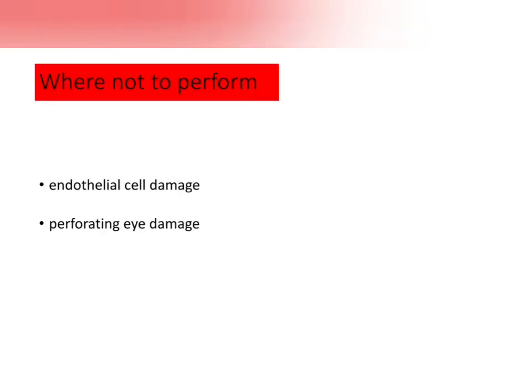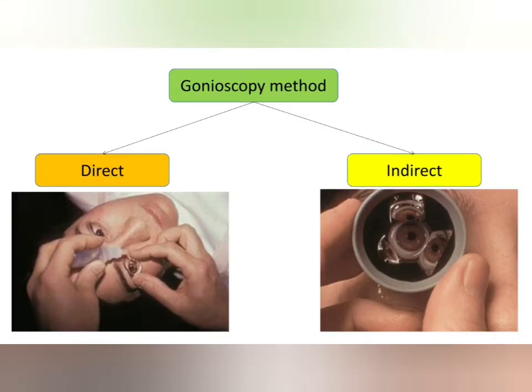Okay, so where not to perform gonioscopy: if there is presence of bulla and also perforating eye damage, you should not perform gonioscopy. There are two types of gonioscopy method, the direct method and the indirect method. Why is it called the direct method? Because you are putting this lens over the ocular surface and directly seeing the angle. You are not using any mirror or those things, you are directly seeing the angle, so it is called the direct method. And in the indirect method we use mirrors to see the angle.